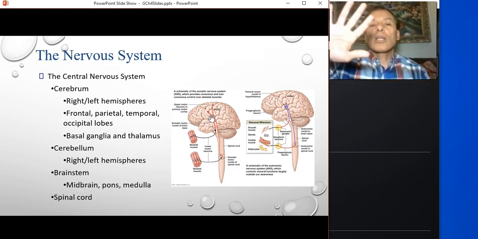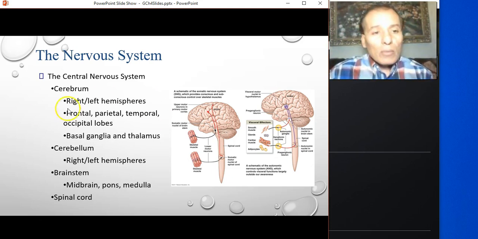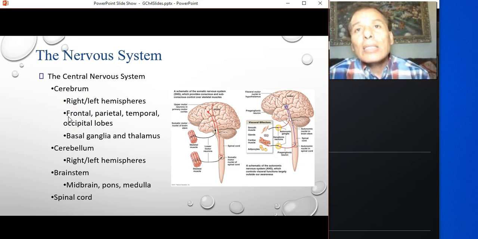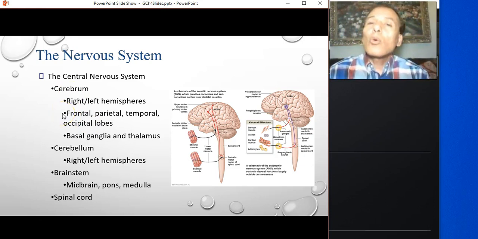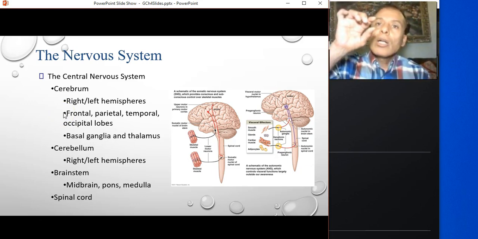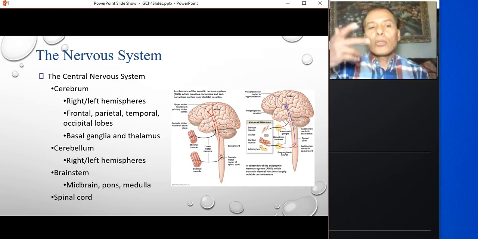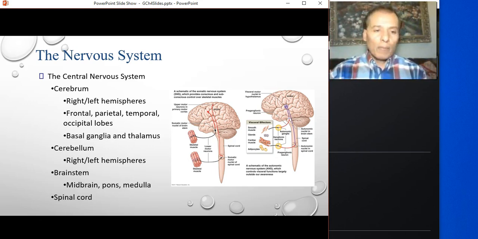So these 6 parts make the cerebral cortex, okay? And the cerebral cortex is only the top layer of the cerebrum. This is why I call it cerebral cortex, or the cover of the cortex, of the cerebrum.